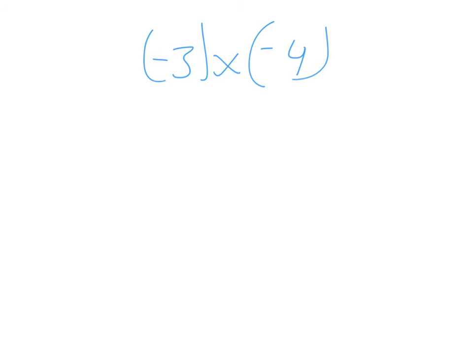When we have 2 positives, that's just regular multiplication. 3 times 4 is 12. Now we're dealing with 2 negatives, the third situation. -3 times -4. The way to think of this is, you know that 3 times -4 means 3 groups of -4, which we found out was actually -12.